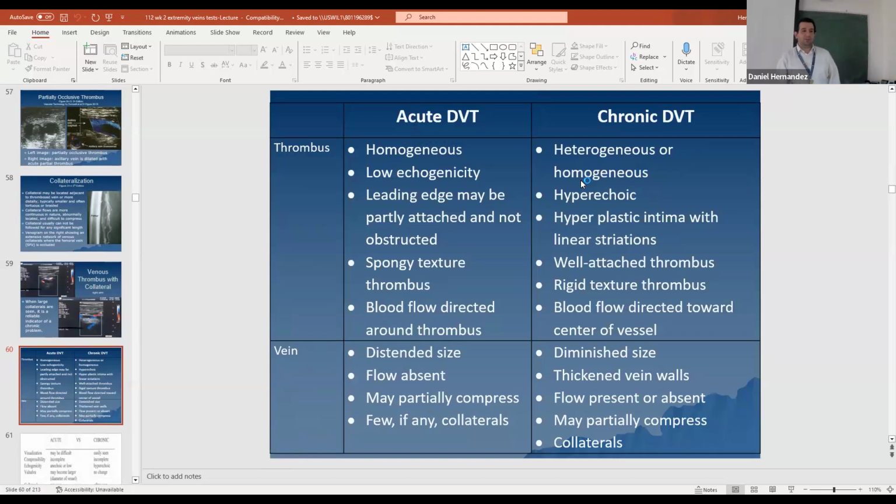There was a nice little chart, just breaking down again acute versus chronic, the differences between acute and chronic, their effects on the vein.